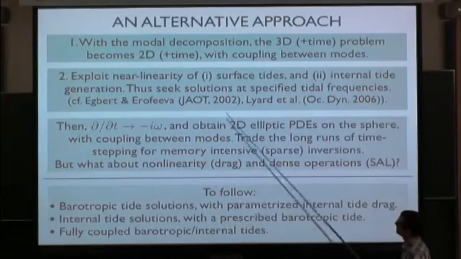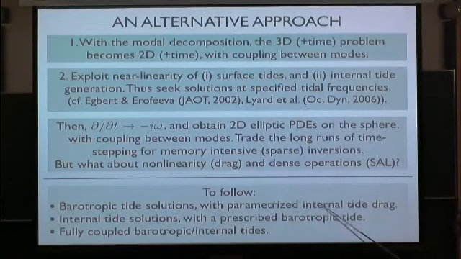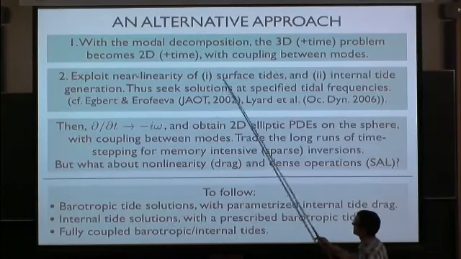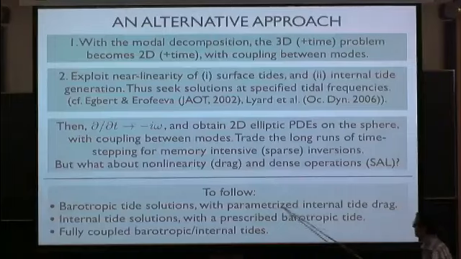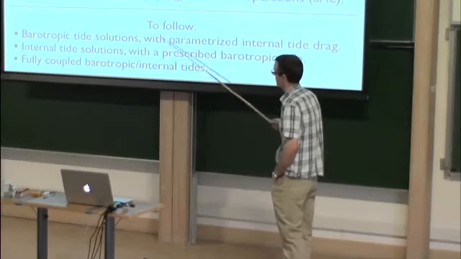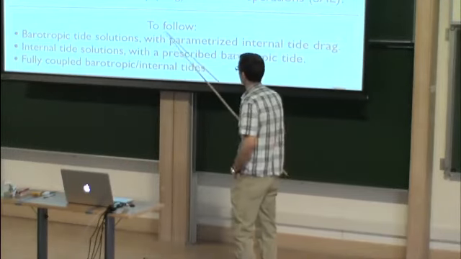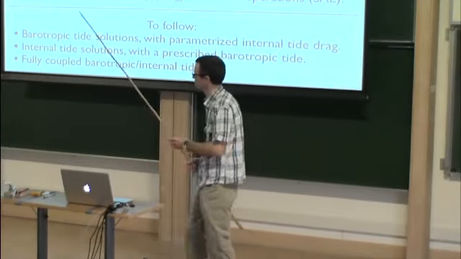So for the next part, I'll just go through these 3 bits. I'm going to use this approach in the following way. First of all, I'll just look at barotropic tide solutions without worrying about the internal tides. That's sort of the heart of this system. Then I'll look at internal tides using this formulation with a prescribed barotropic tide. And then I'll look at the problem where these 2 things are coupled together. So these will just be about 6 or 7 minutes each, I think.